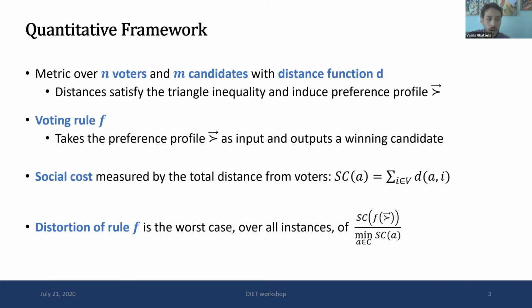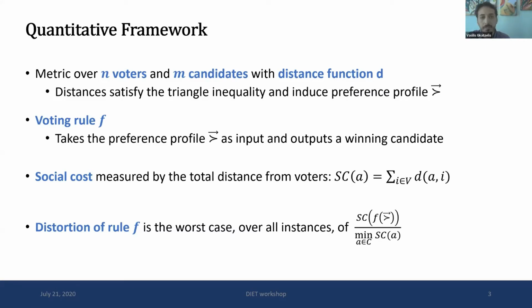So the social cost is measured by the total distance from the voters. For candidate A, for instance, it will be the sum over all voters of the distances of these voters from the candidate. And then we evaluate the quality of a voting rule F using the measure of distortion, which is the worst case over all instances of the social cost of the winner that the voting rule chooses over the optimal thing if we actually knew the underlying distances. So this is exactly the worst case approximation factor, but rather than computational constraints, what we have is information constraints in the numerator.